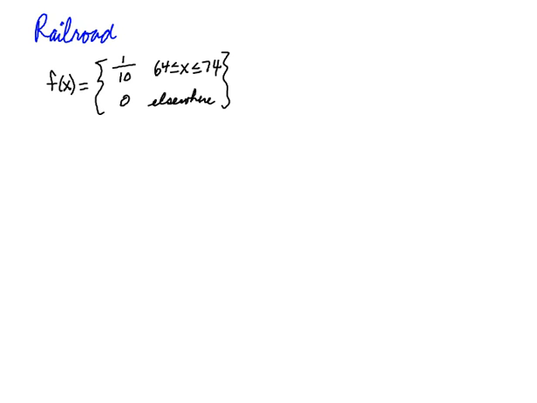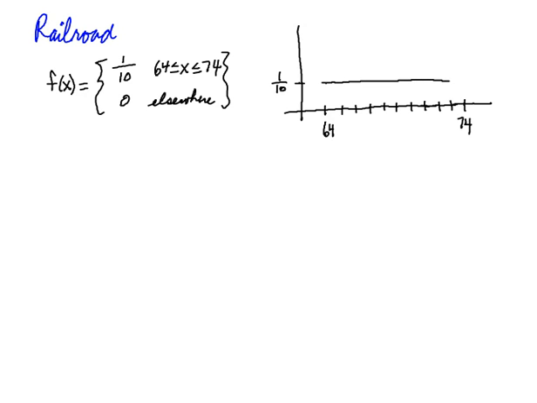I could also graph this density function. It is a horizontal line over the interval from 64 to 74. So 64, 65, 66, 67, 68, 69, 70, 71, 72, 73, and 74. And the height is 1 over 10. So I'm going to draw this horizontal line over the interval from 64 to 74 at height 1/10.